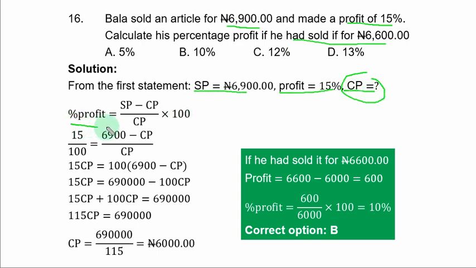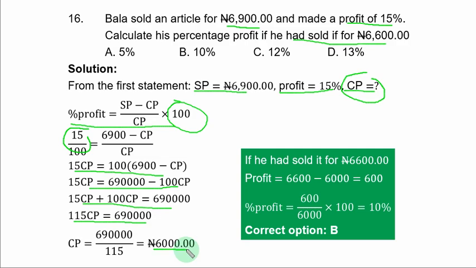So you have this formula for percentage profit. So the profit there is 15%, which simplifies to 15 over 100. This term here has taken care of this 100. So you have selling price minus cost price over cost price. If you cross multiply, you have this. If you open the bracket, you have this expression. If you collect like terms, you have this, and when you add, you have this. To get the cost price, divide both sides by 115, and that is 6,000 naira.